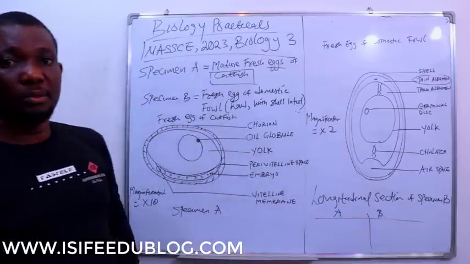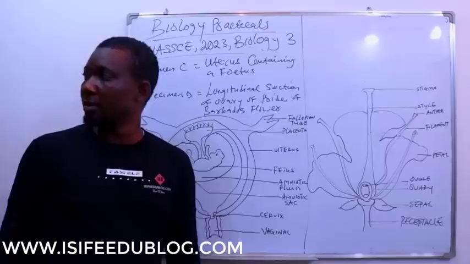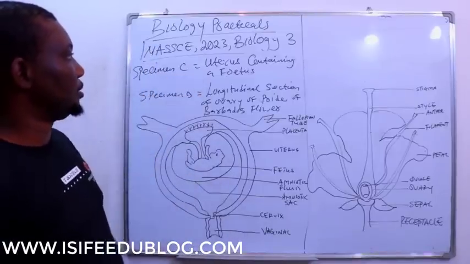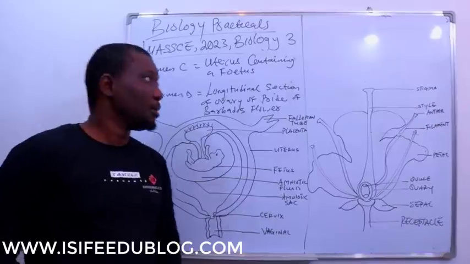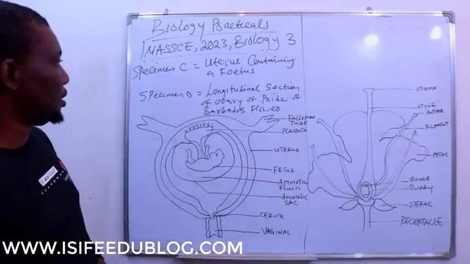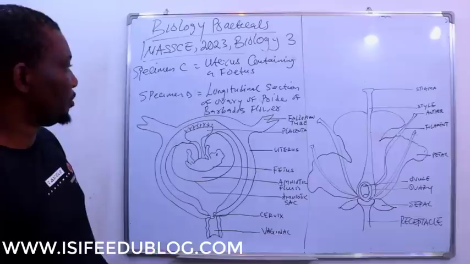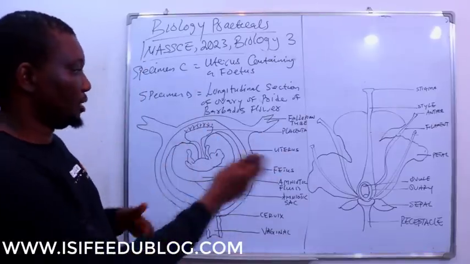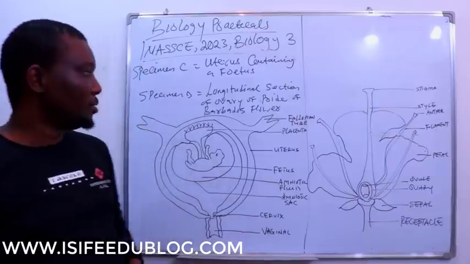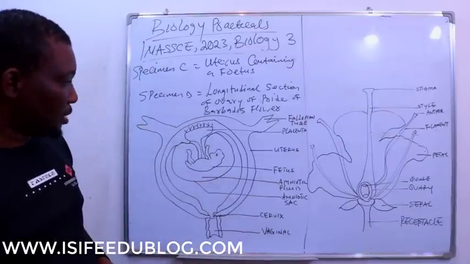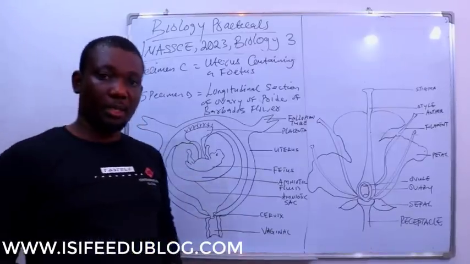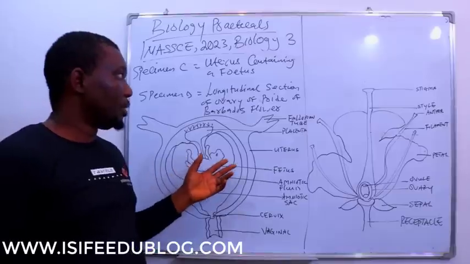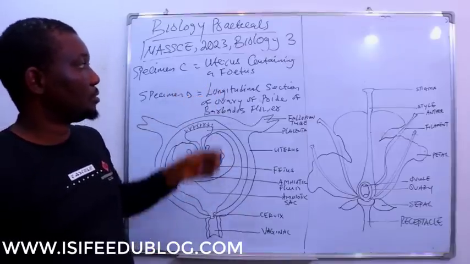And now we'll go to specimen C. Okay, specimen C, specimen D. Specimen C is uterus containing a fetus. Specimen D is longitudinal section of ovary of pride of Barbados flower. Okay, we're going to be examining the two specimens and try to also find out what will likely be in the mind of these examiners. Let's start with specimen C. Okay, uterus containing a fetus.